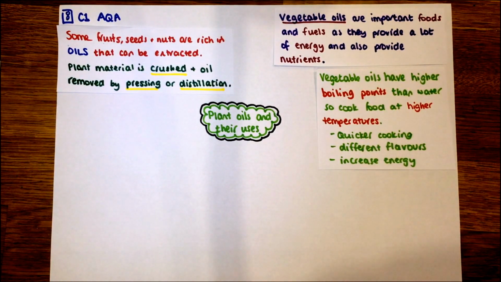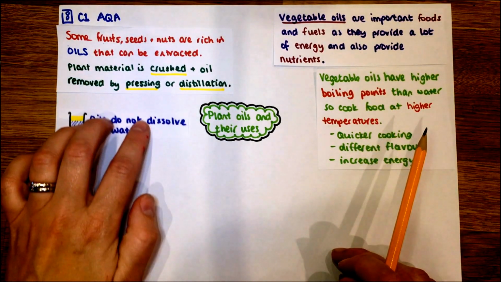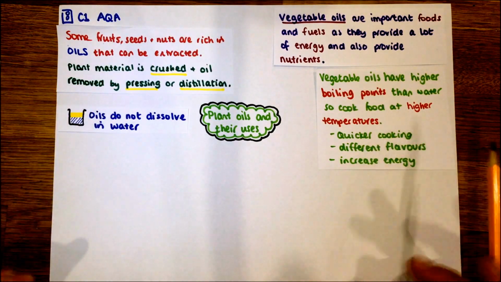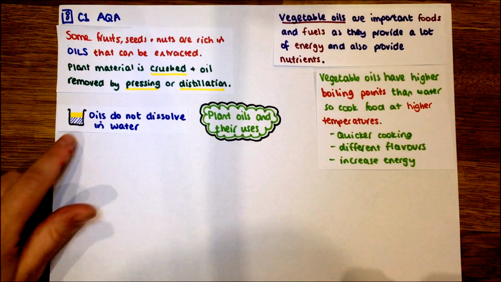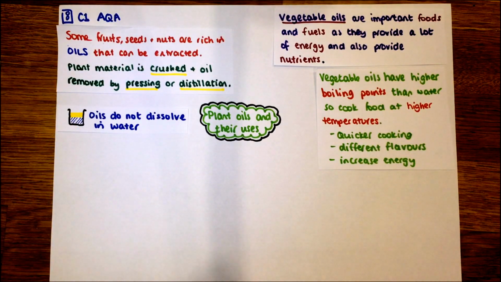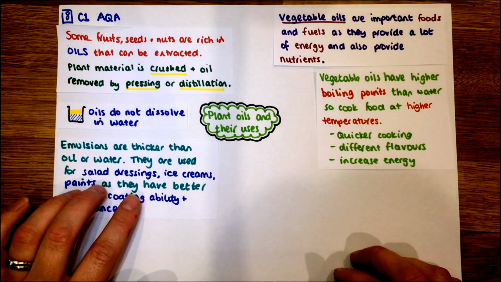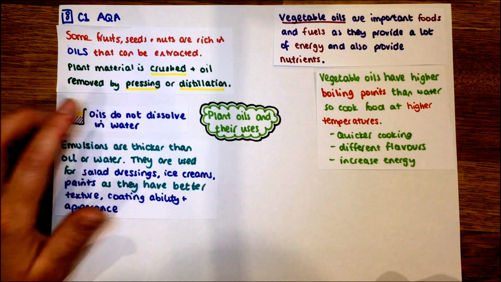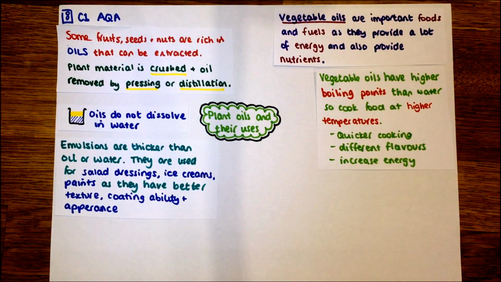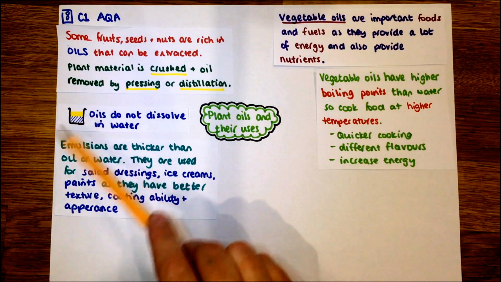It then goes on to talk about emulsions and emulsifiers in this topic, which is an area where people tend to get a little bit confused. If we look at oil and water, they don't mix. If you pour oil on top of water, it will sit there in a layer, which you might see in your salad dressing separating out. To prevent it from separating out, we can make an emulsion, and emulsions are much thicker than oil or water. You'll be familiar with them: ice cream, paints, and salad dressings are all emulsions. They have better texture, coating ability and appearance than just an oil and water mix.